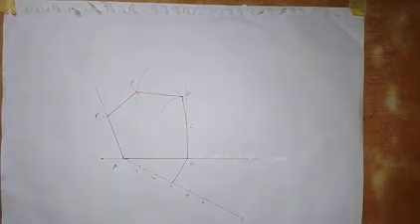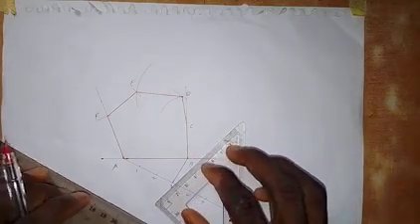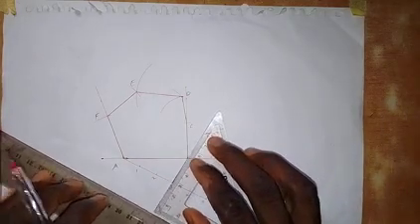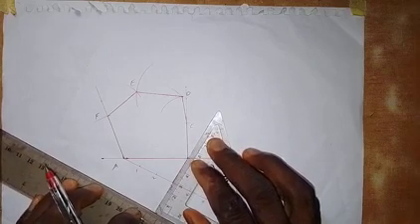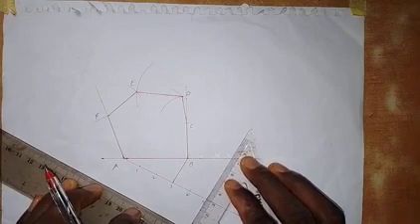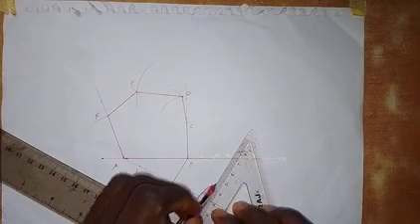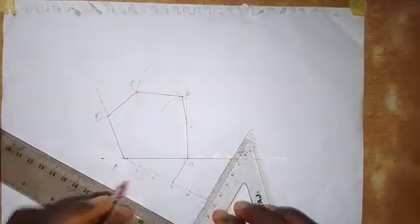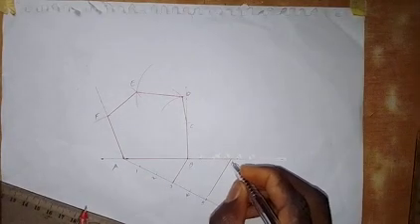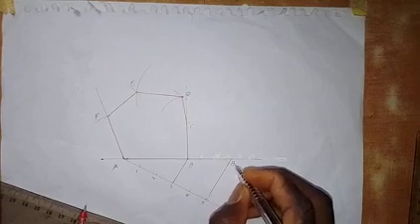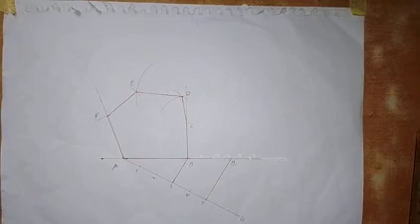Then we take our set square, setting it on this line B3 like this, and supporting it with our ruler. Then we shift it to point 5. Then I will draw this line to meet this line at this point. This point is the new point B, which is B1.